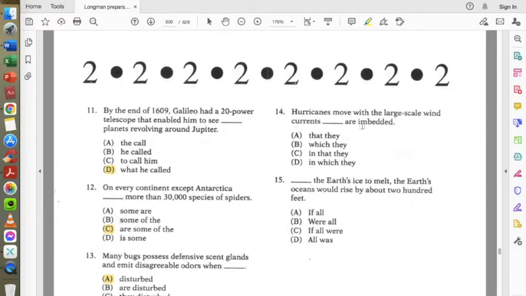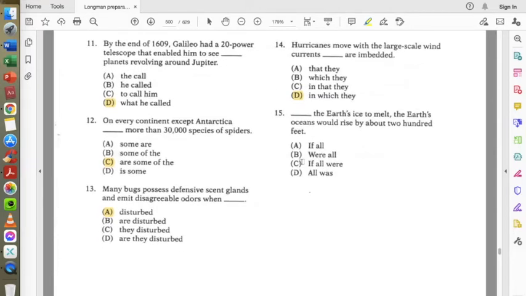Number 14, hurricanes move with the large-scale wind currents blank are embedded, in which they are embedded again. We could say large-scale wind currents in which, this is a prepositional relative pronoun, in which they are embedded. So they are embedded in these things which they move with. That they are embedded in, we still need a preposition here because the hurricanes are in these large-scale wind currents. In that does not have the same meaning. In that is not a locational prepositional phrase.